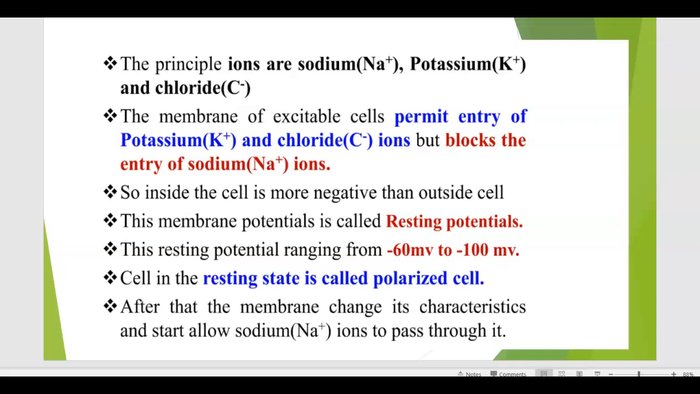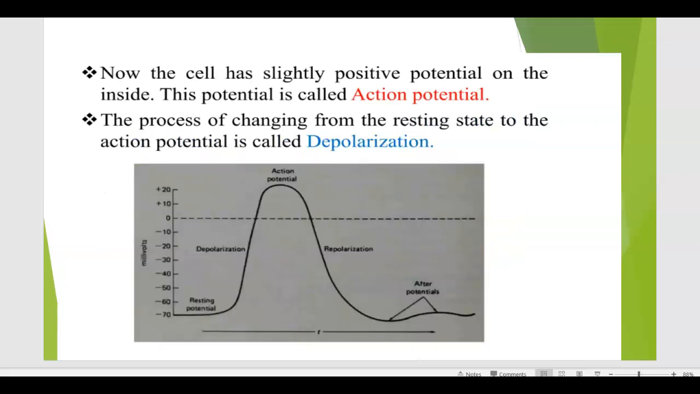After that, the membrane changes its characteristics and starts allowing sodium ions to pass through it. Now the cell inside becomes slightly positive in potential. This is known as the action potential. The process of changing from the resting potential to the action potential is known as depolarization. You can see it in the graph below.